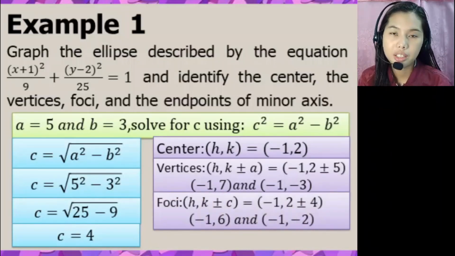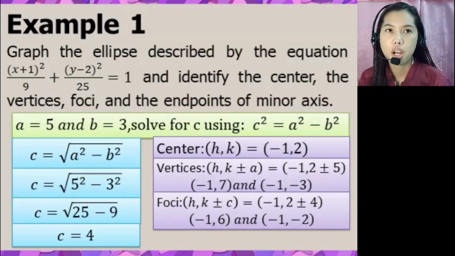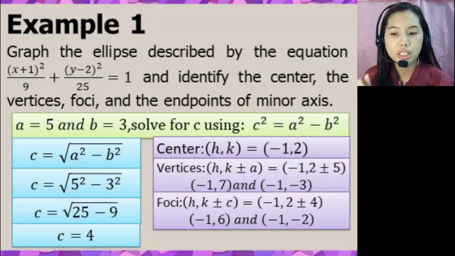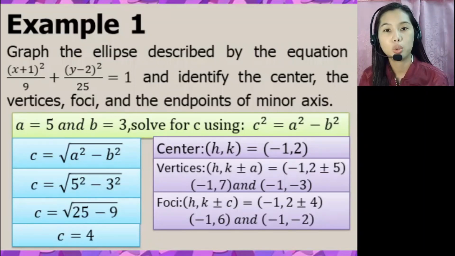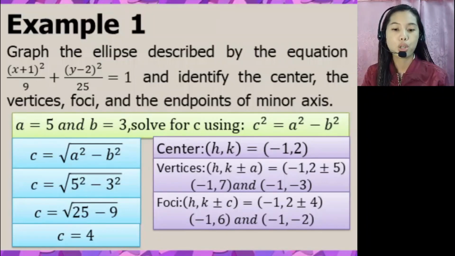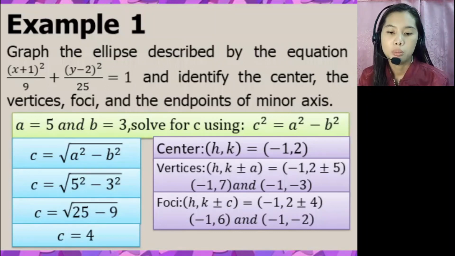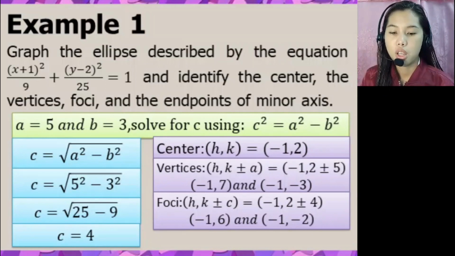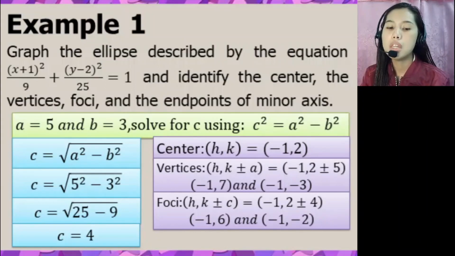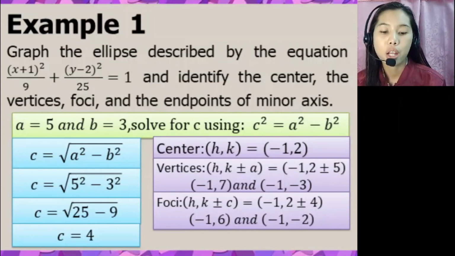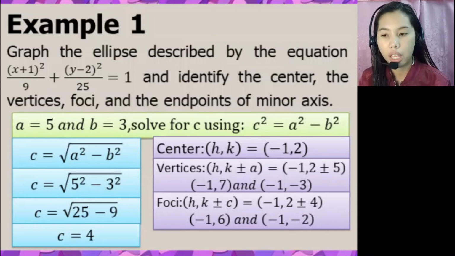And the foci, so we still have to remember, if the bigger denominator falls on the y values, for the vertices and the foci, all we have to change is the y coordinate. So we won't be changing the x coordinate. So at the foci, you have h, k plus minus c. So our h is still negative 1, our k is 2, and our c is 4. So 2 plus 4 is 6, and 2 minus 4 is negative 2, which means our foci lie at negative 1, 6, and negative 1, negative 2.